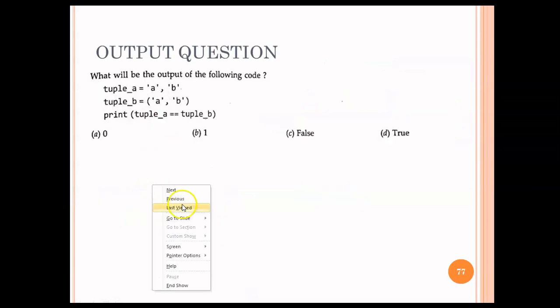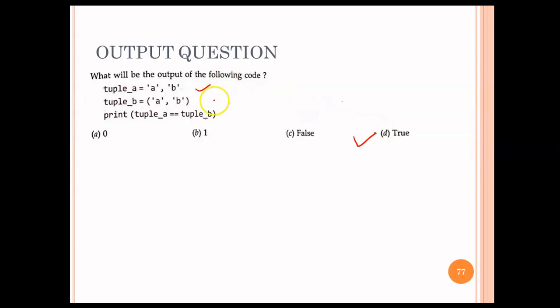Now moving to the next question, here we have one more. What will be the output of the following? We have tuple_A is equal to AB. Two elements are there and both are strings only, and tuple_B is equal to A, B. Okay, so this one is the tuple. Now if you check tuple_A is equal to tuple_B, yes, they both are equal only. So the answer is true.